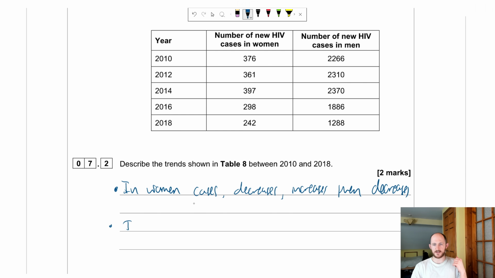And then in men, it's a similar type of thing. The cases increase, then decrease, and that's completely fine. And that's it. Hopefully not too shocking. Bit of a weird wording, but that is what they want.